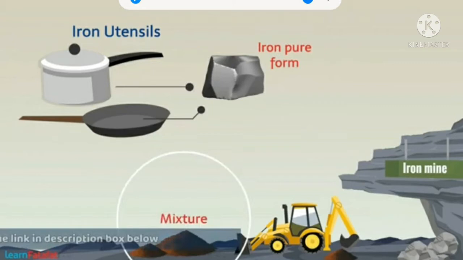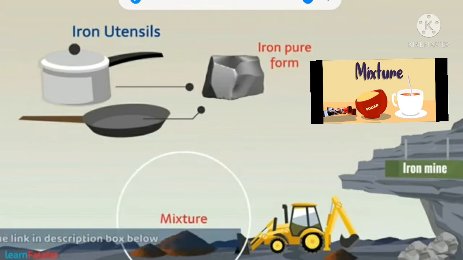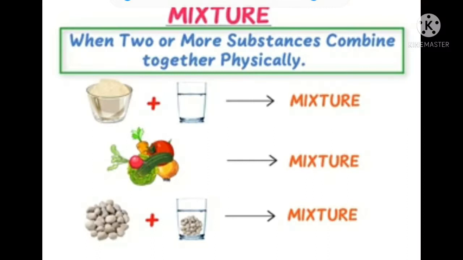Materials in our daily life that we use are not in pure form, but they are made by mixing two or more substances. That means they are mixtures. So, what is a mixture? Mixture is a combination of two or more substances. Example, sugar added in water makes a mixture.